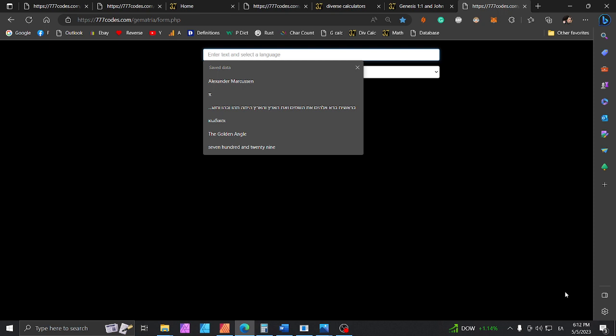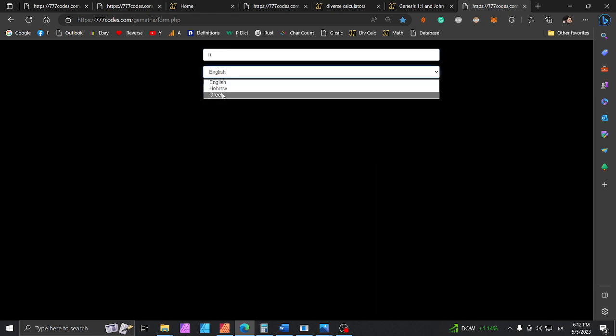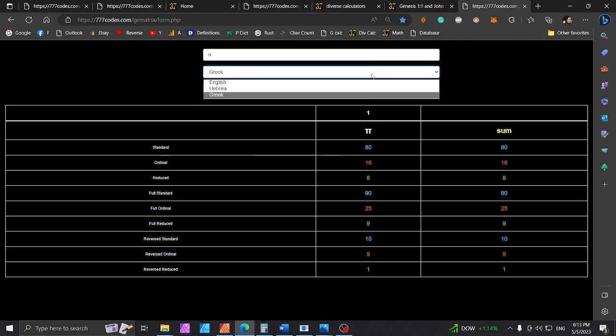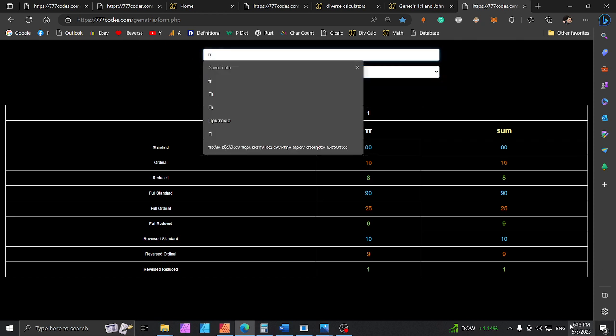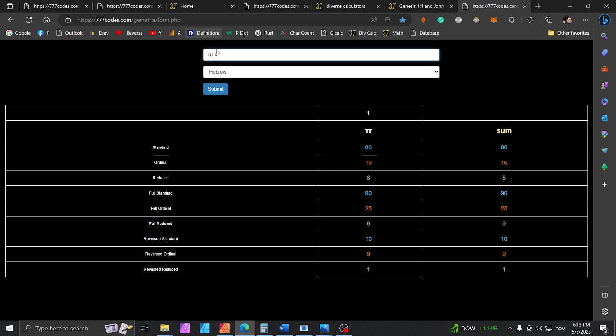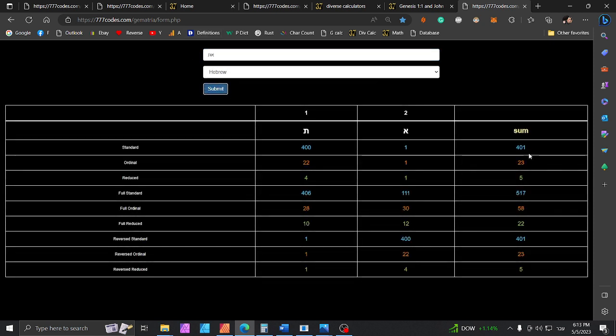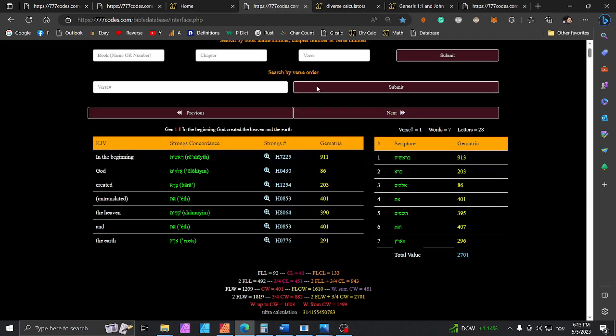If you enter the letter pi, which is the 16th letter of the Greek alphabet, you see it has an ordinal value of 16. And Aleph and Tav, 401. I'll just enter it here. Aleph and Tav has the value of 401, the center word of Genesis 1:1. Like you see here, right?